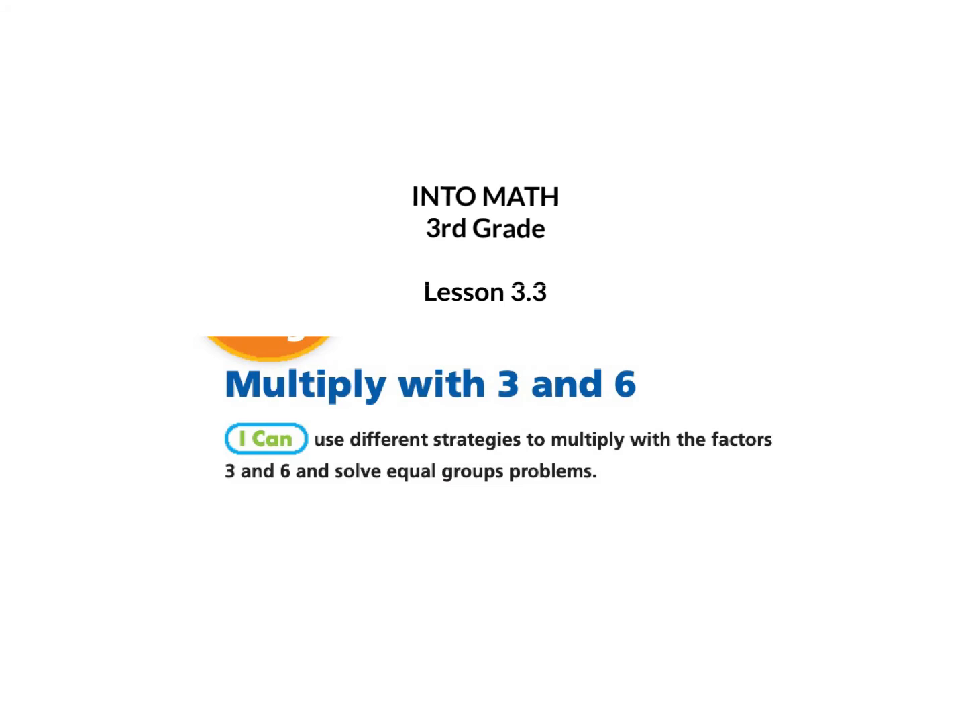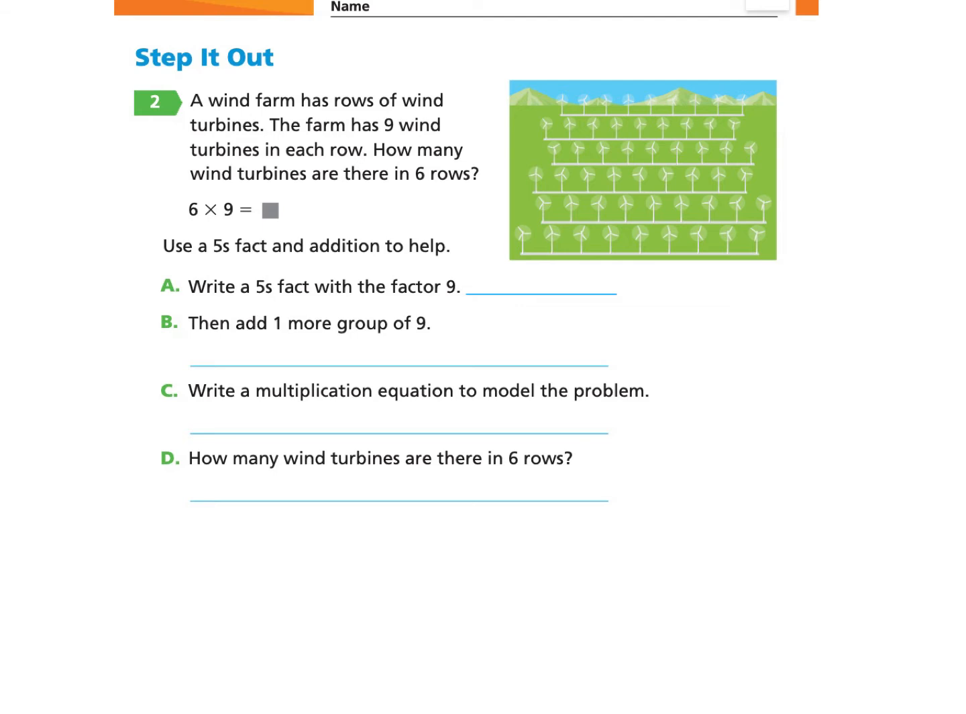This is Into Math 3rd grade, lesson 3.3, multiply with 3 and 6. I can use different strategies to multiply with the factors 3 and 6 and solve equal groups problems. Please gather your workbook and a pencil and turn to page 75 under Step It Out, question 2.